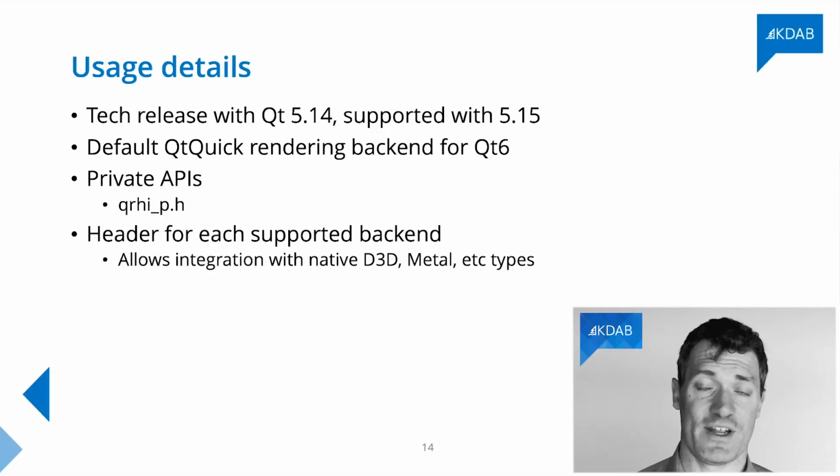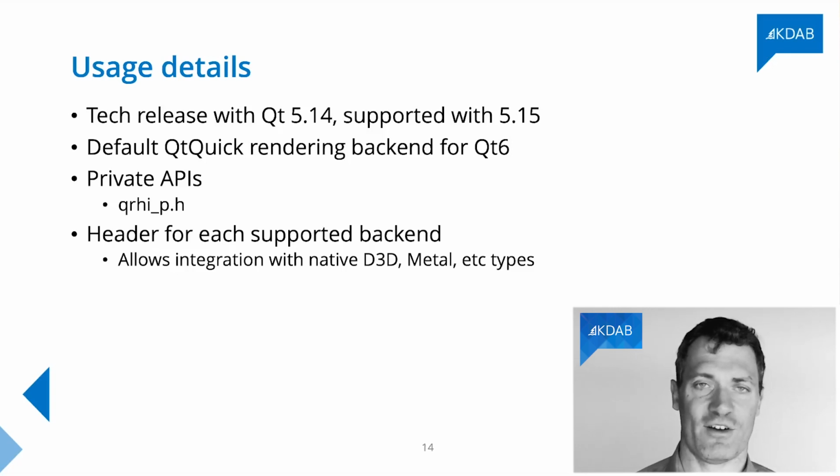RHI is a private API, so there's a QRHI header, but it's a _p header. This means that if you use it, you're not complying with the binary compatibility guarantees of Qt, and therefore when you upgrade from, say, 6.2 to 6.4, you could get some breakage. As with all private APIs in Qt, it's unlikely, but it's absolutely possible, and if you want to have the binary compatibility, you cannot use the RHI header in your code.